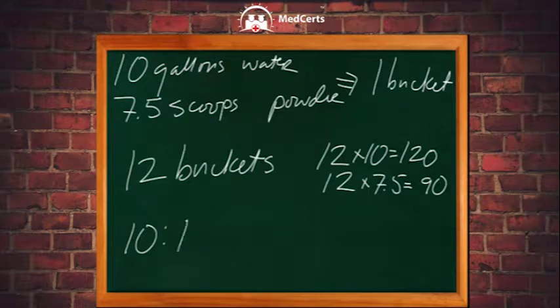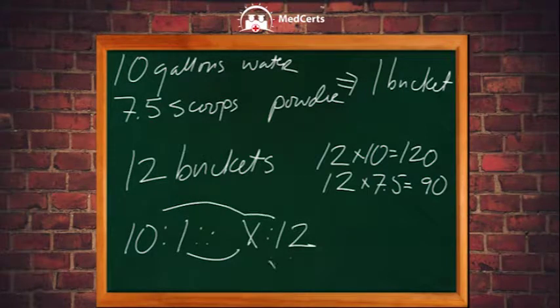So if we set this up as a ratio, 10 gallons to 1 bucket as x amount of gallons is to 12. We multiply inners times our inner and our outer times our outer. 1 times x gives us x, and 10 times 12 gives us 120. And that's how we arrive at 120 gallons of water.